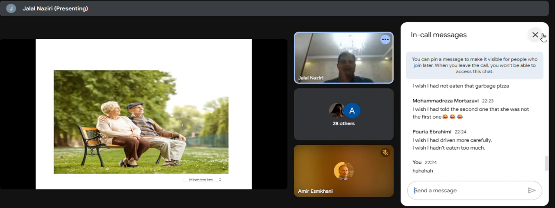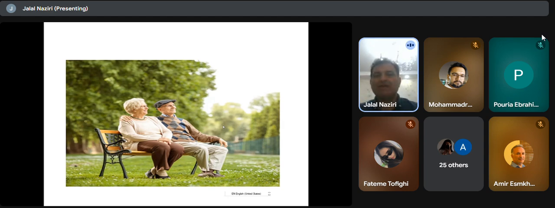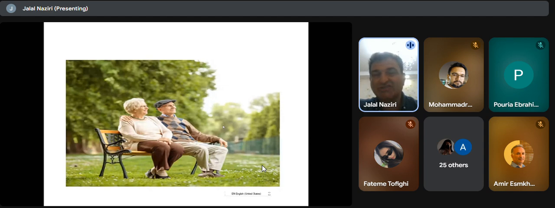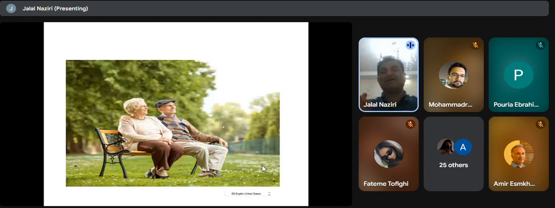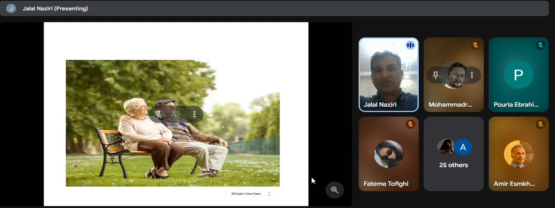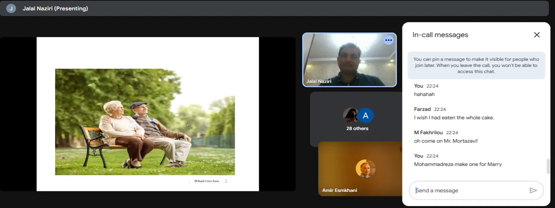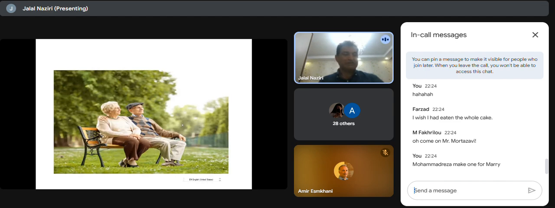Now, look at this picture. You see an octogenarian couple here. They are sitting in the park and they are trying to talk about their regrets, using the structure we learned. A, B again. One is the man, another is the woman. Try to write three regrets for each. Write them down here in the chat box, or you can talk.